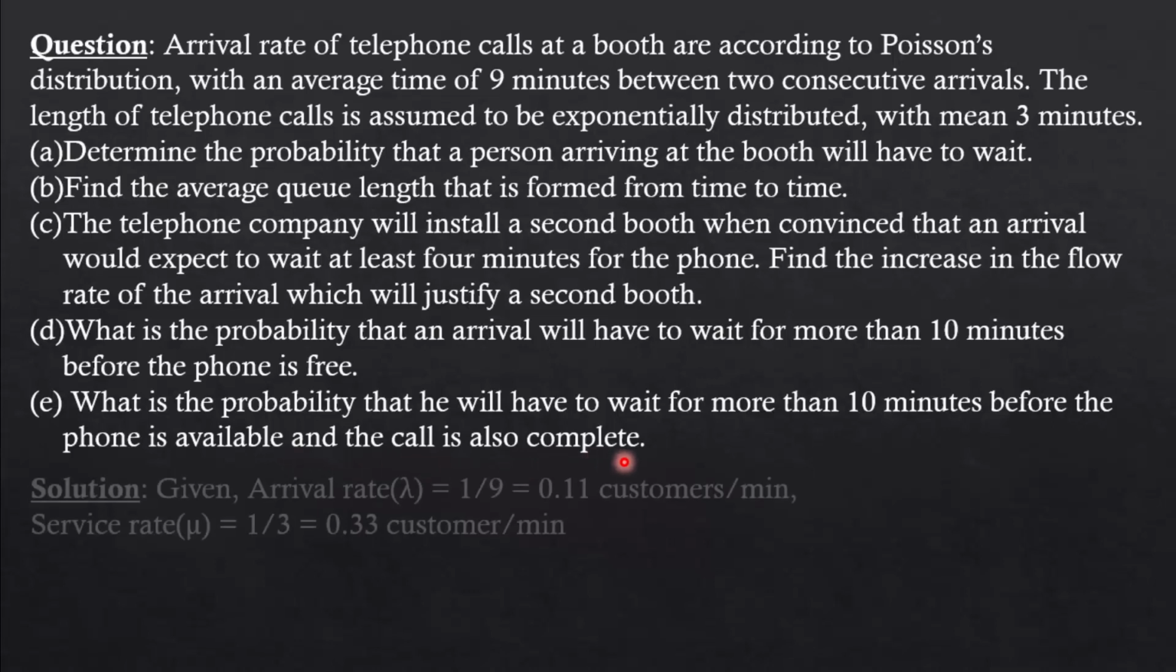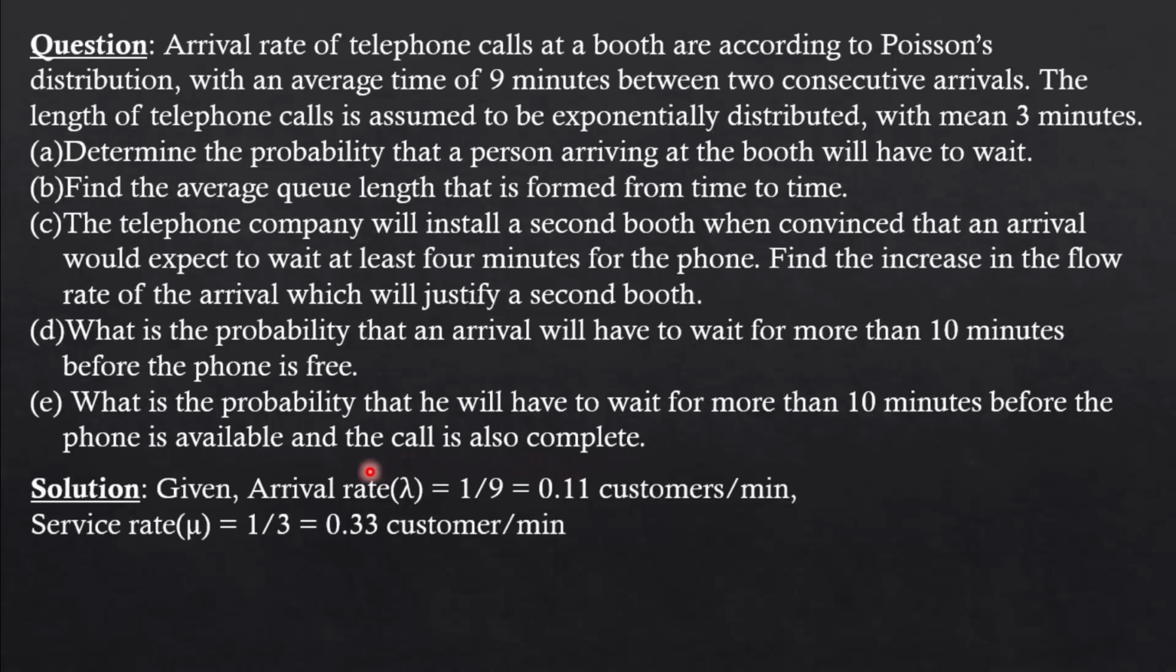So let us start solving. In this problem we have been given the inter-arrival time as 9 minutes. So the arrival rate can be given as 1 by 9, which is equal to 0.11 customers per minute, because the time here is given in minutes. And the service time is given as 3 minutes. So the service rate is 1 by 3, which is equal to 0.33 customers per minute.